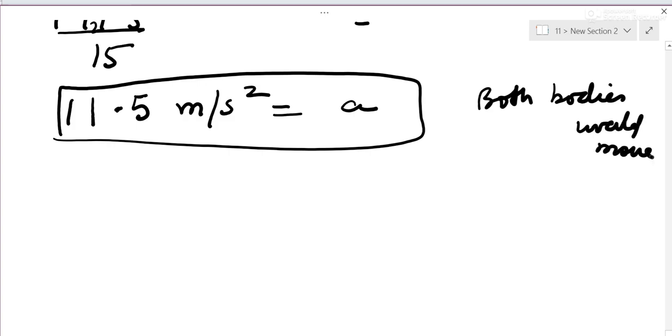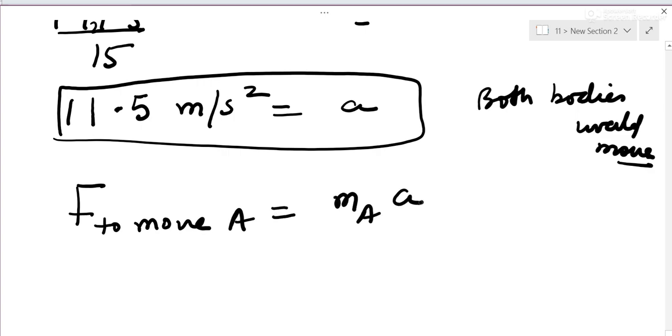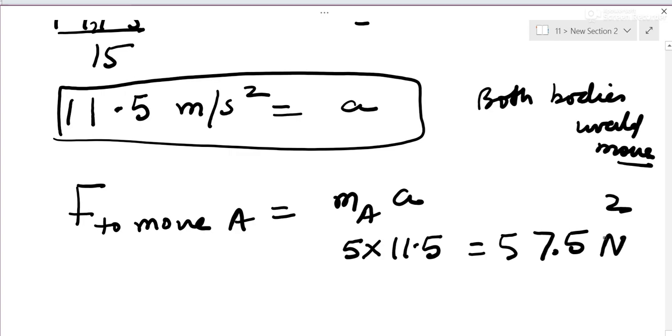They have asked what will happen if the partition, that wall, is removed. So they will move with this acceleration. Now how much force is required to move A? That will be mass of A into acceleration. Mass of A is 5 and acceleration is this. So you can multiply. This is the force required to move A.